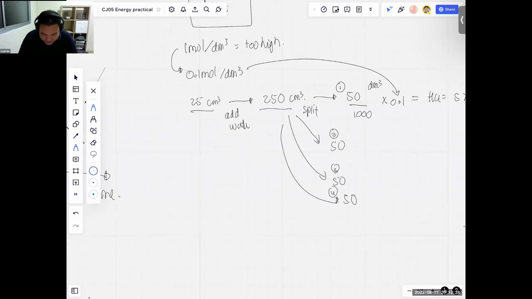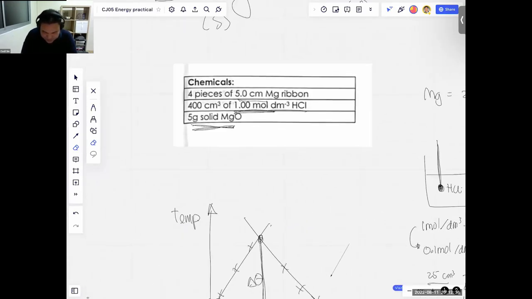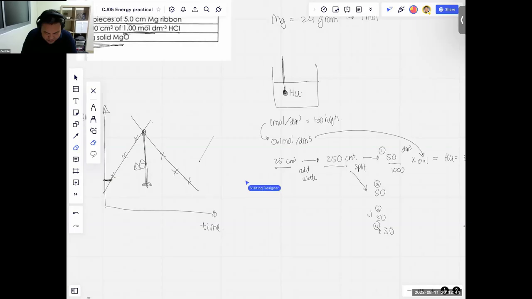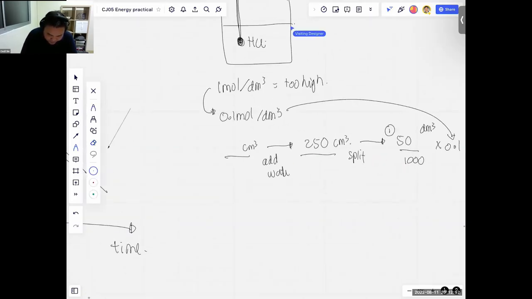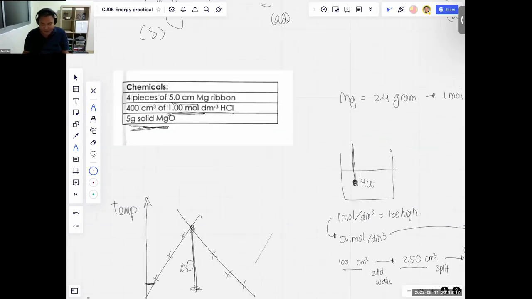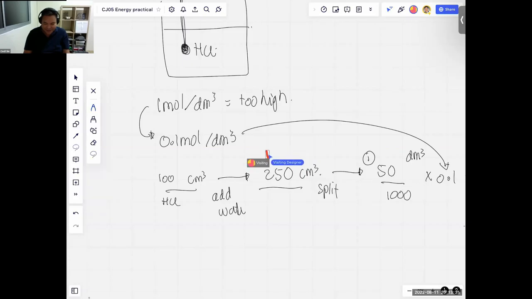We redo the calculation. They give you 400, right? Oh, we just use 100 cm cube. Oh, let's say we don't dilute. Oh, no, cannot. This 400 is also used for the MgO also. So we cannot use everything. Use 100 cm cube HCl. Then you dilute it to 1000.